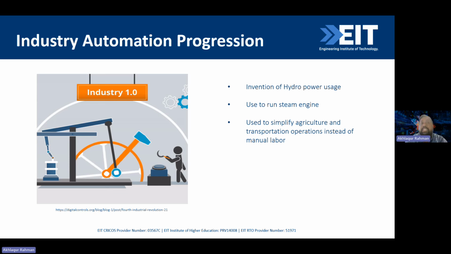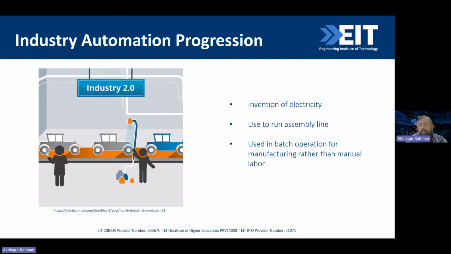They used it to run steam engines. They used it to simplify agriculture and transportation operations instead of doing manual labor. So that was the first instance where manual labor was somewhat curtailed or adapted to make it a more mechanized process. That was driven by how people managed to identify the innovation of hydropower.